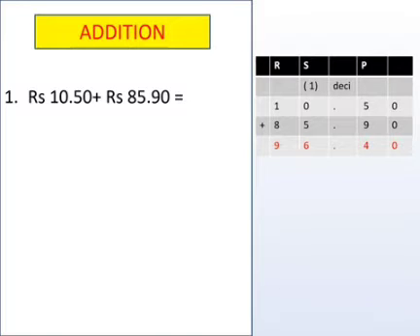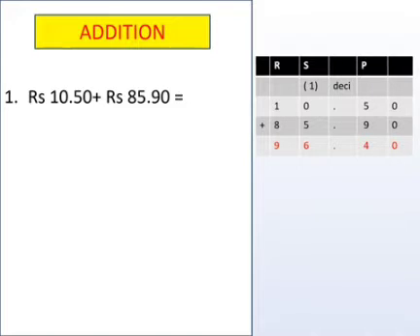Then you have to arrange, in the place of rupees, 10, and in the place of paise, 50 paise. In the same way, 85 rupees and 90 paise. So let us add, and it's very important, children, if it is addition, you need to put the plus mark here. 0 plus 0 is 0.